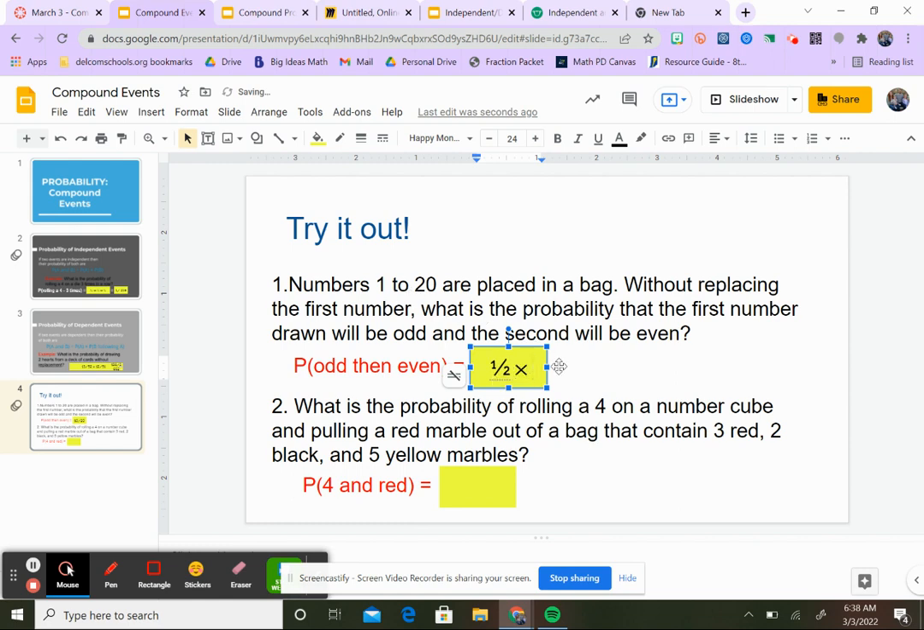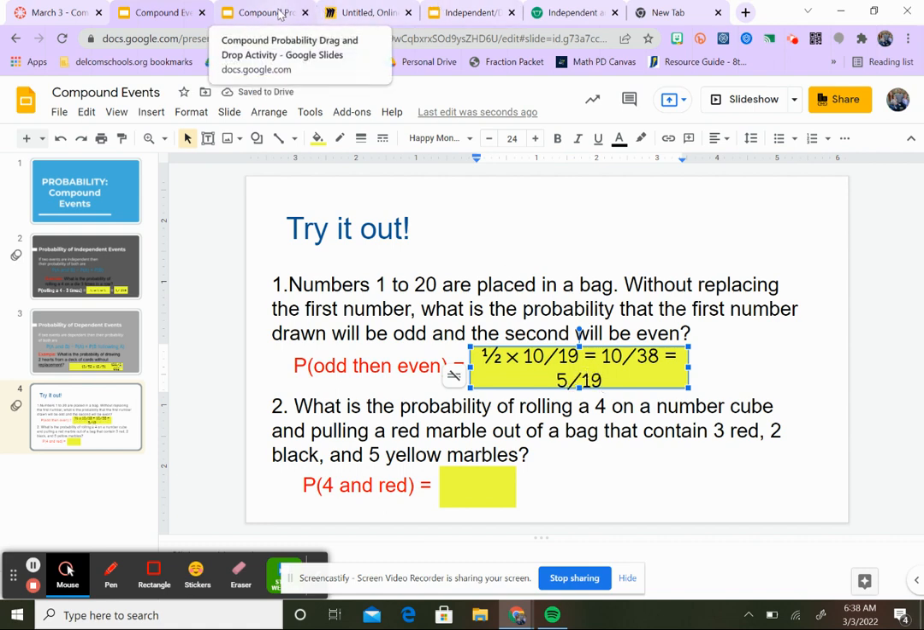And I'm going to multiply, and I want the second one to be even. So if I don't replace that odd number, I have 19 numbers in the bag, but 10 of them are even. So it's going to be 10 out of 19. I take my box and make it bigger. So when I multiply this, I'm going to have 1 times 10 is 10 on top, and 2 times 19 is 38. And this is where you've got to be really careful. I have to simplify my fractions, and I know both of these are even. So 10 divided by 2 is 5, 38 divided by 2 is 19.